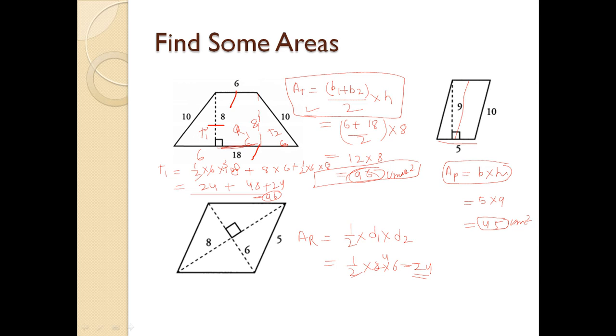Okay, fine. Similarly, if somebody is asking why the area of a rhombus is 1 by 2 diagonal 1 into diagonal 2, let us have a quick proof of it. In a rhombus we know the opposite sides are equal. This and this and this, all four sides are equal.